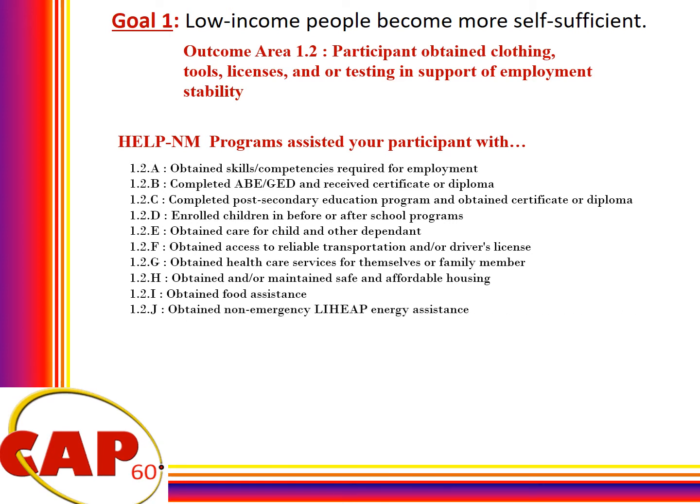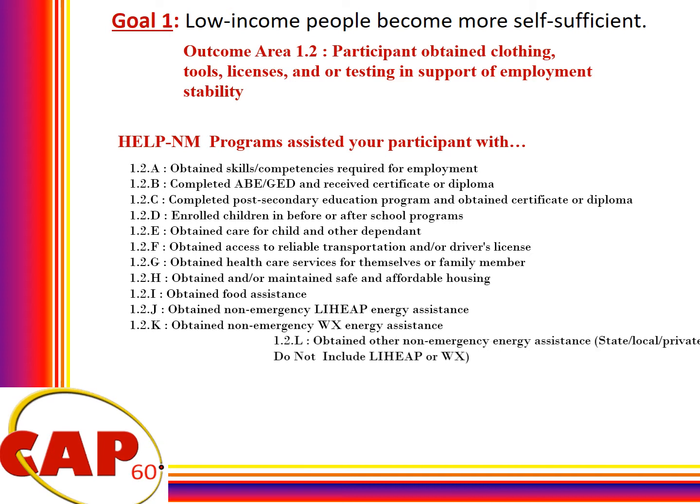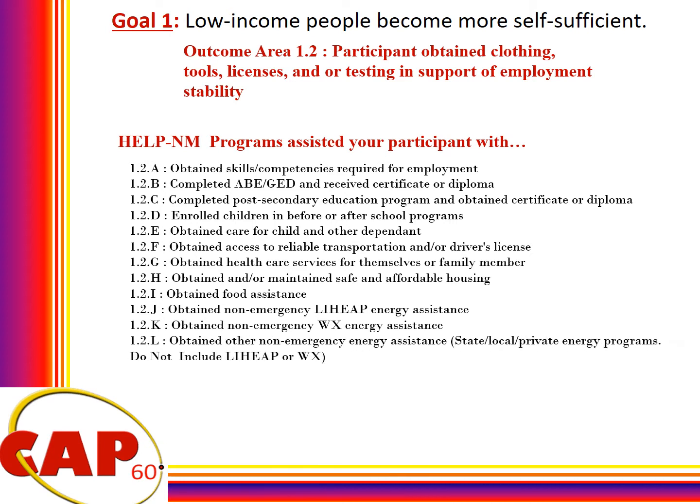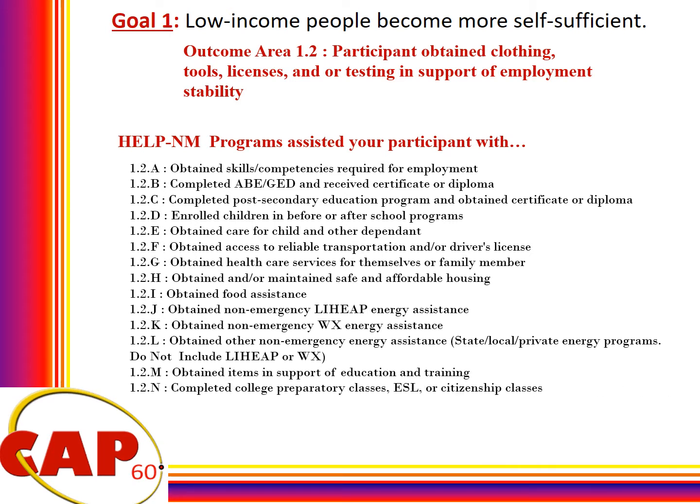1.2J, obtained non-emergency LIHEAP energy assistance. 1.2K, obtained non-emergency WX energy assistance. 1.2L, obtained other non-emergency energy assistance. 1.2M, obtain items in support of education and training. 1.2N, completed college preparatory classes, ESL, or citizenship classes. 1.2O, received other assistance which removes barriers to employment.